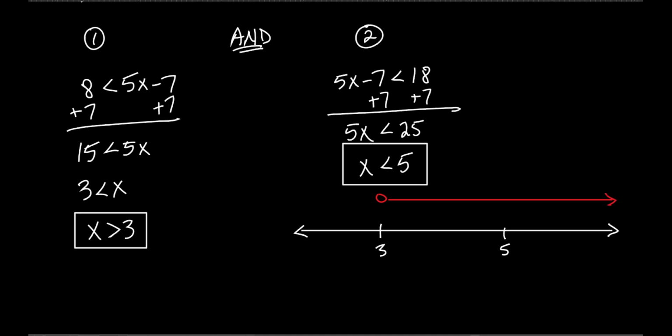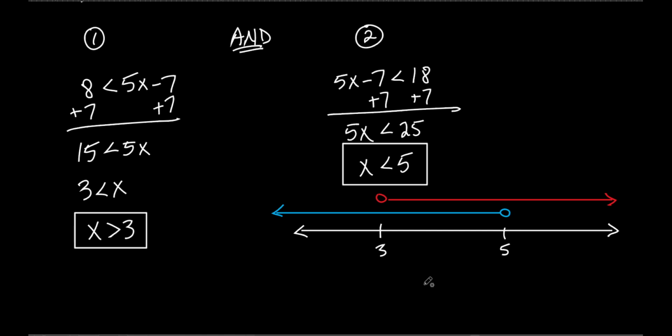What color did I do before? Blue? All right, let's do the 5. So it's x is less than 5. So I'm going to put what? Open circle at 5, and it's less than 5, so it's everything to the left.